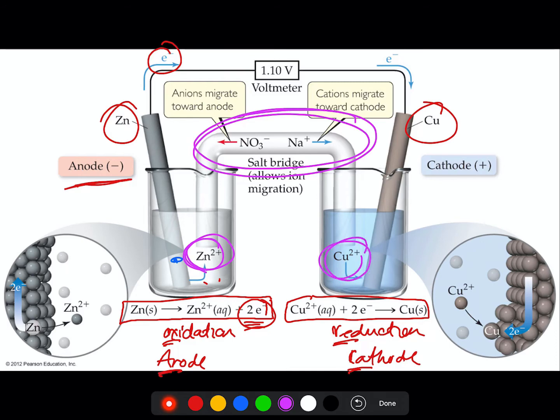Here we are consuming cations, so cations will migrate in that direction. Here, again, we have an outside salt bridge, where we have an inert solution. Note that neither sodium nor nitrate are part of our overall reaction. So that would be an inert salt bridge, where we have something that doesn't participate but contains ions that can migrate in either direction.